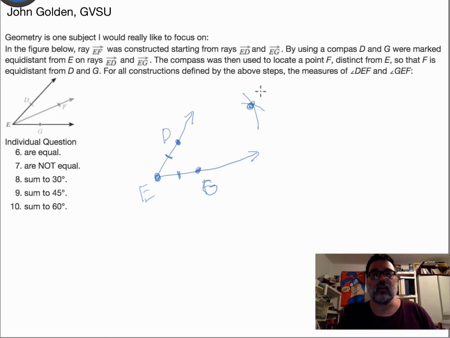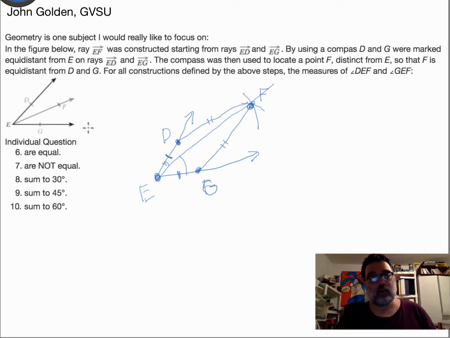So keeping clear which point is labeled which. We've got this new point F. We're imagining that ray. What we know is that this distance and this distance are the same. And so what they're asking then is about angles DEF, so this angle, and this angle, GEF.